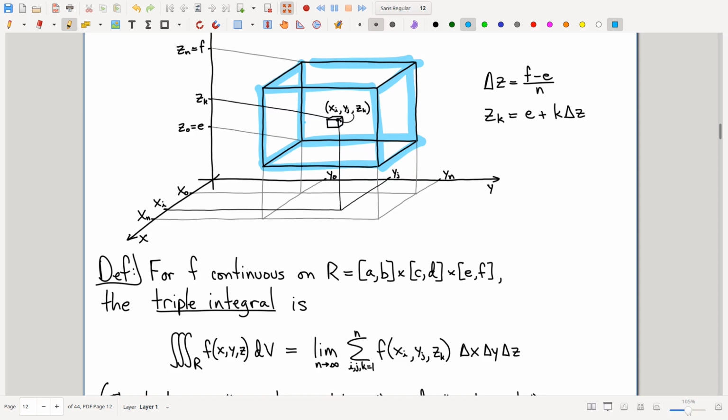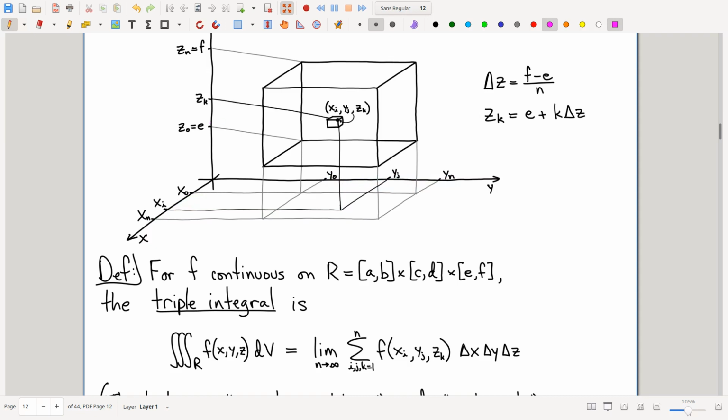Okay, so how do we chop up a three-dimensional solid? Well, we're going to chop in all three different directions. We already know how to chop up the x-axis. We already know how to chop up the y-axis like we did for double integrals. That's all exactly the same. No changes at all to those formulas.